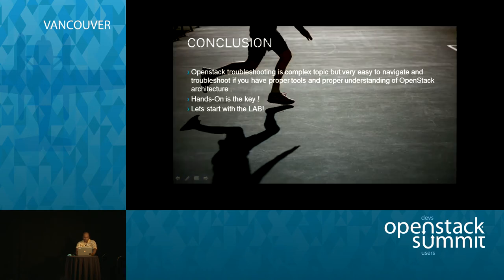I'm just concluding the presentation aspect of it. It is a complex topic, OpenStack troubleshooting, okay? But it is very easy to navigate and troubleshoot if you have proper tools and a proper mechanism to monitor it. You definitely need to have a proper understanding of OpenStack architecture. That is going to help you a lot, at least how the flows are. When you create a virtual machine, or when Neutron goes and creates a port, what really happens in the background? At least have a basic knowledge of that aspect, and that will really help you to troubleshoot.